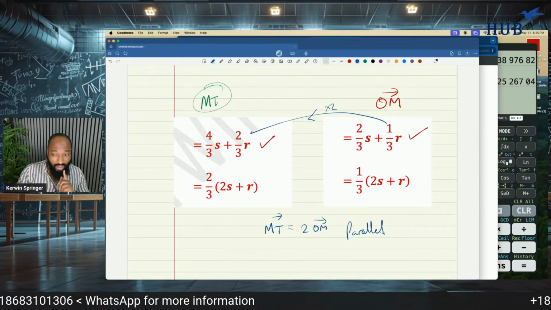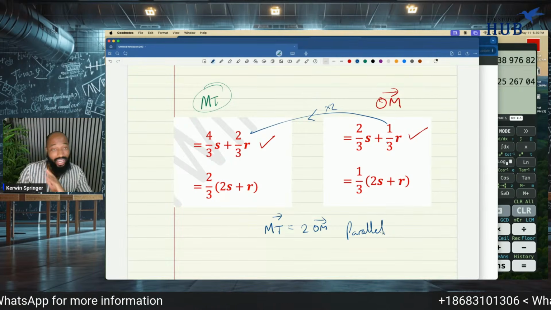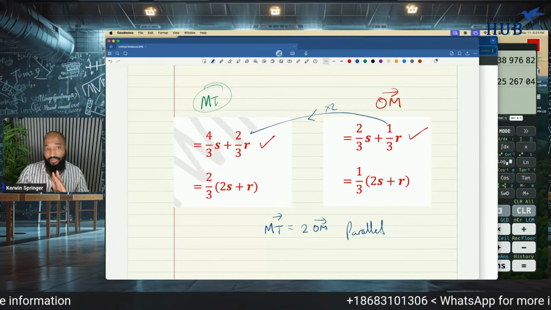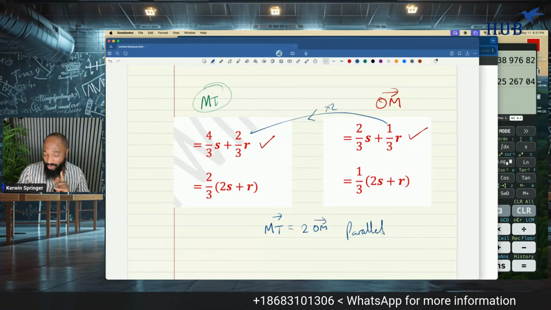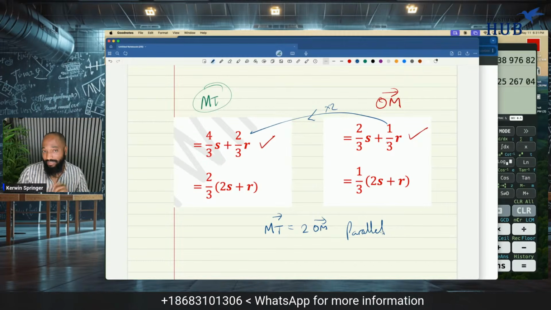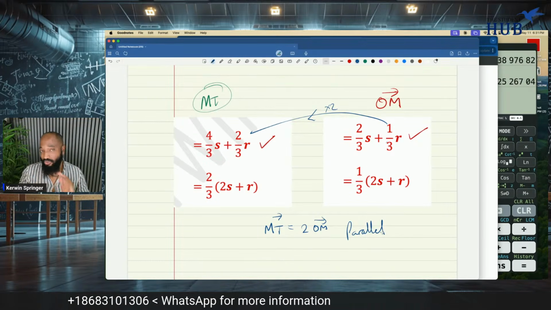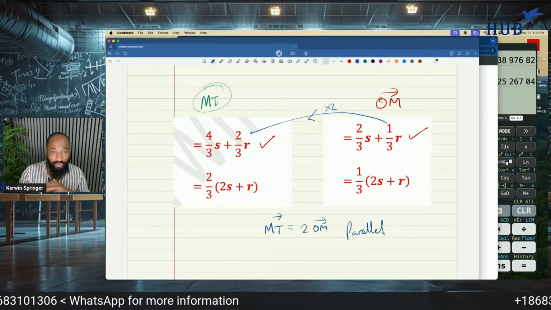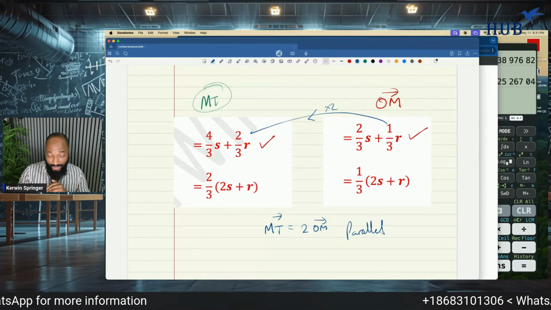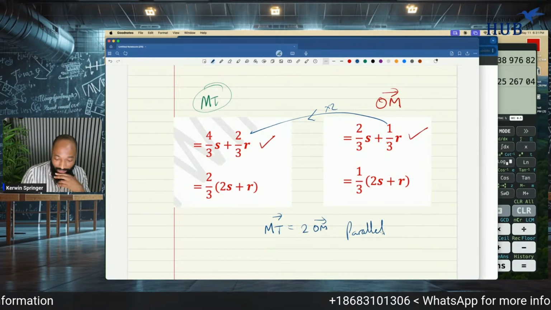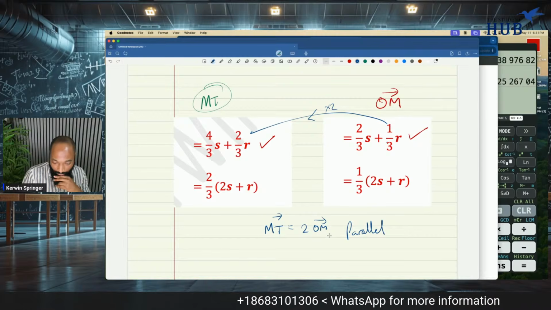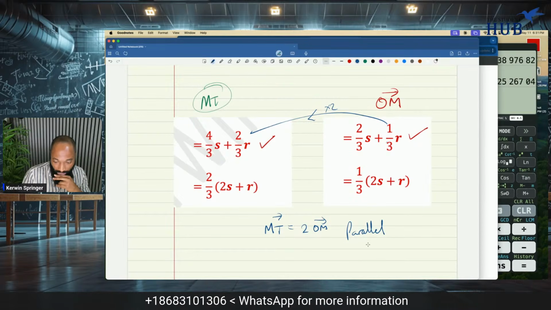More people should be conquering this question. I mean the entire question. Everybody should be conquering at least half of vectors. But more people could actually do better in vectors if they put their mind to it. If they accept that you're going to deal with fractions and negative numbers, and that is what really ties you up. Be honest with yourself. Maths is about honesty. So MT is equal to 2 OM. So that means they're parallel.